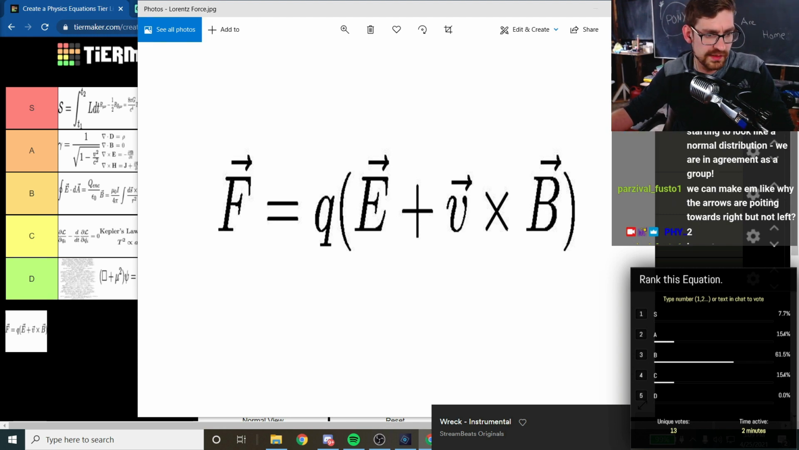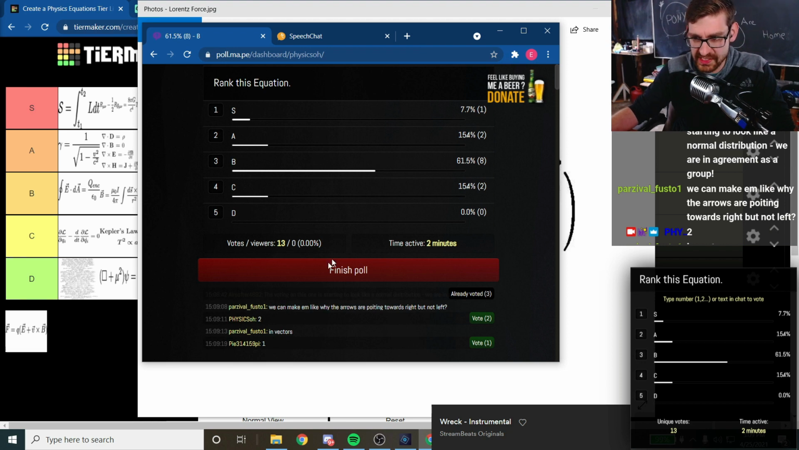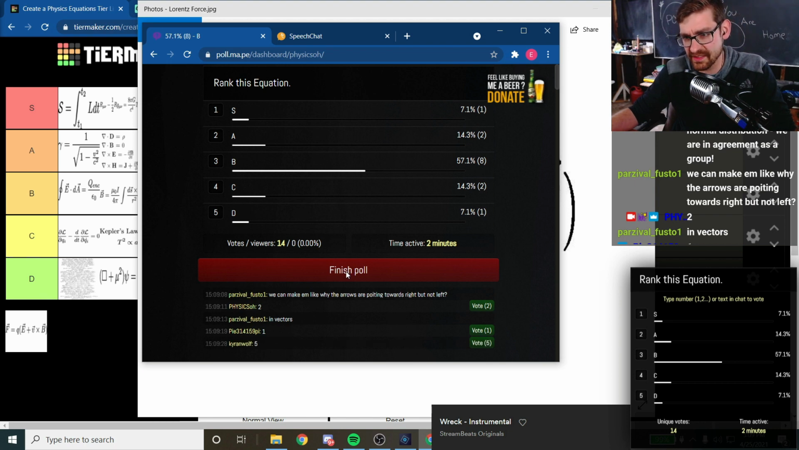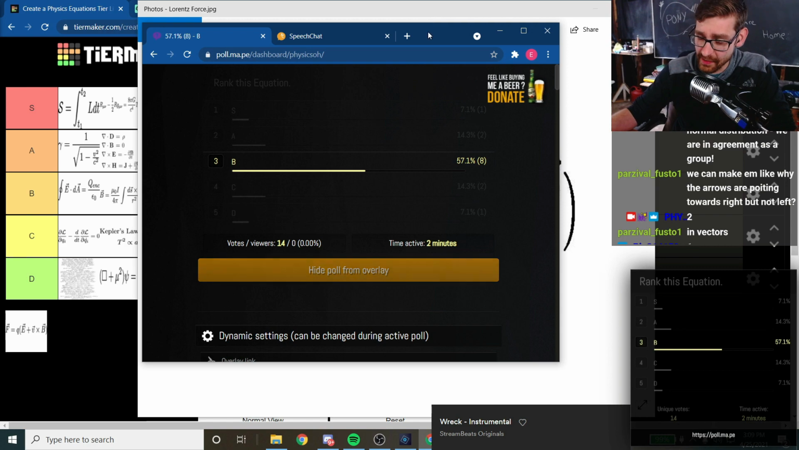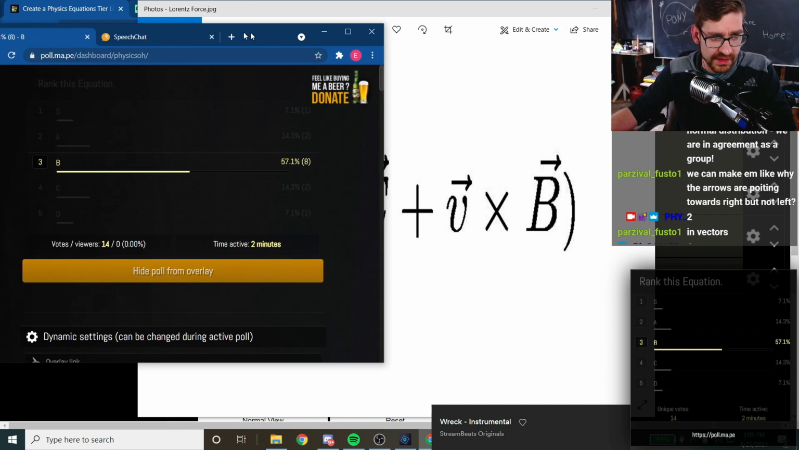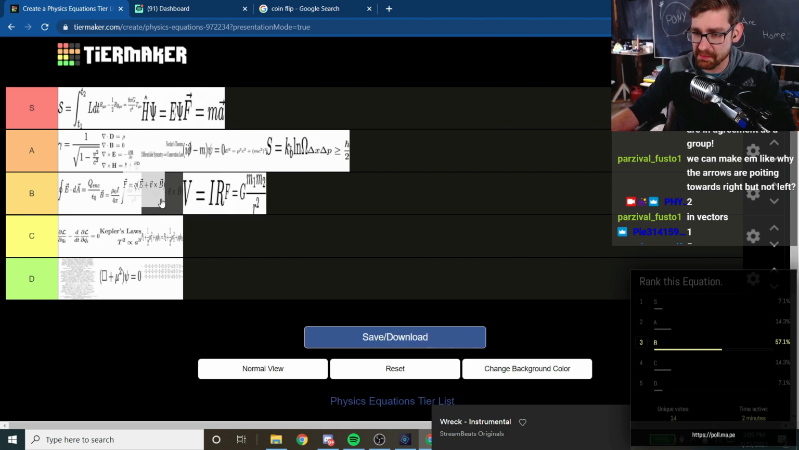Here's the voting. There we go. We just need someone to vote D now. And then we'll end on this nice distribution. I think it's really good. There it is. Finish the poll. Look at that. We came together. We united as one to agree that the Lorenz force law is a very healthy B.